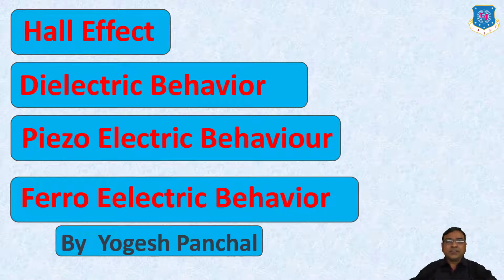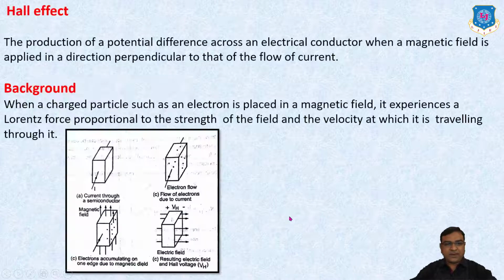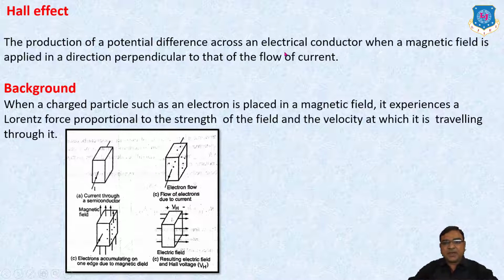Hello, in this video lecture, we will discuss the Hall effect, dielectric behavior, piezoelectric behavior, and ferroelectric behavior. Hall effect. What is the Hall effect? The production of a potential difference across an electrical conductor when a magnetic field is applied in a direction perpendicular to that of the flow of current.